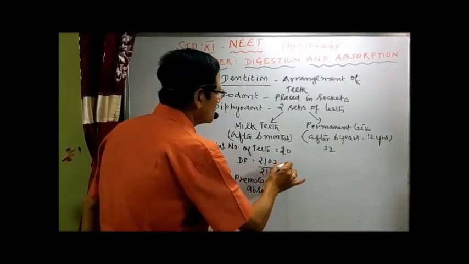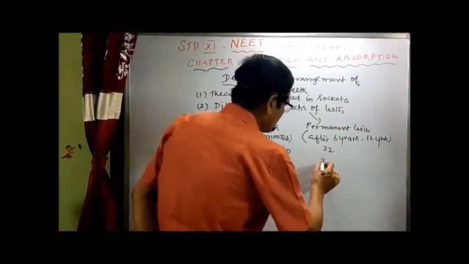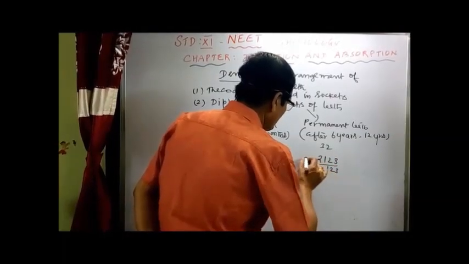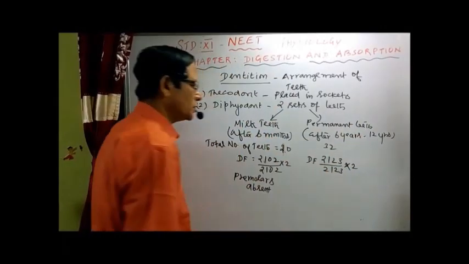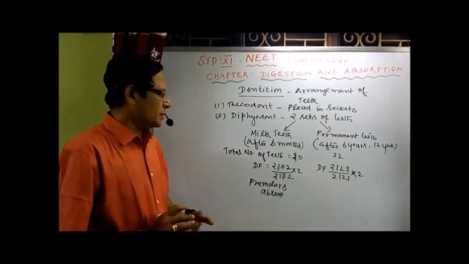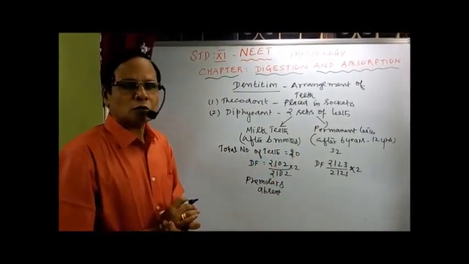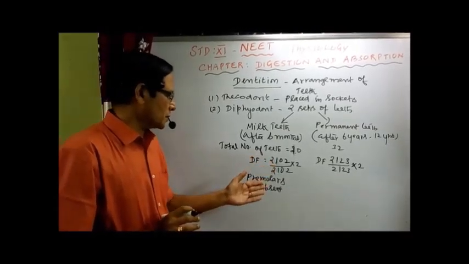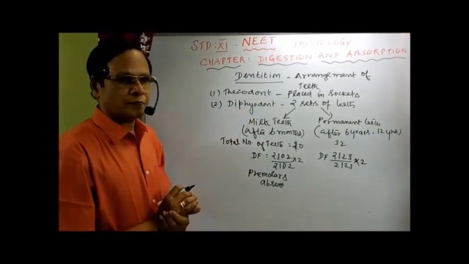The teeth normally absent in milk teeth are the premolars. Premolars absent. Now here, 2123 is the dental formula for the permanent teeth. Multiply by 2, that is 32. Here you can see the milk teeth 20 and the permanent teeth 32. So which teeth are absent in milk teeth? Premolars.